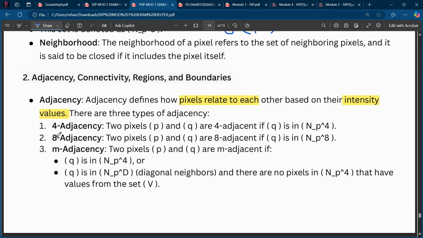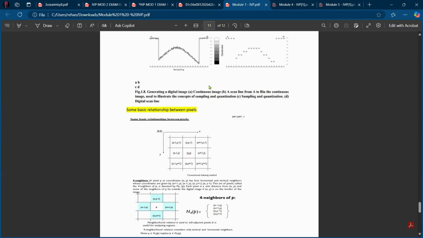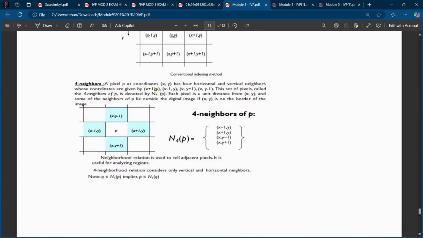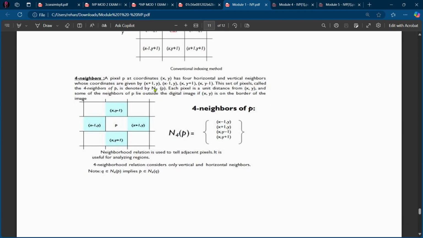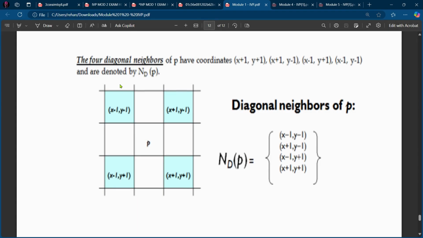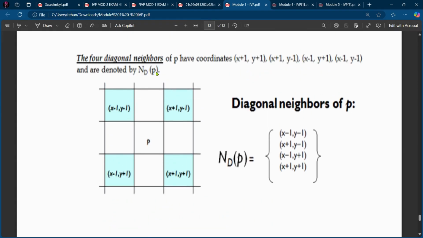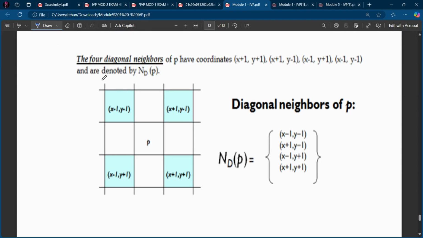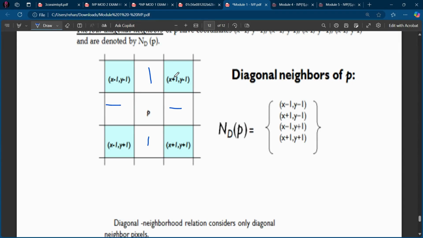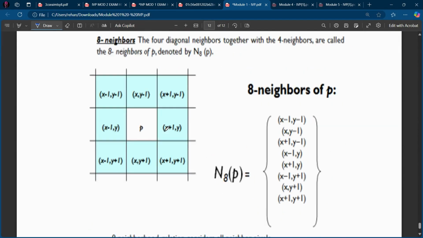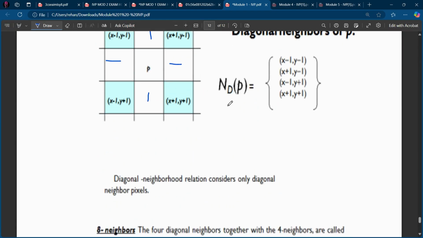Here is one diagram for proper understanding. N4 of P is the 4 neighbors of pixel P. These are all the vertical and horizontal neighbors, and each pixel is at unit distance. For 8 neighbors, we had found the plus ones, the N4 of P, and then only the diagonals, ND of P. If you combine all of them, it is N8 of P. Understood? Don't get confused: ND, N4 and N8.